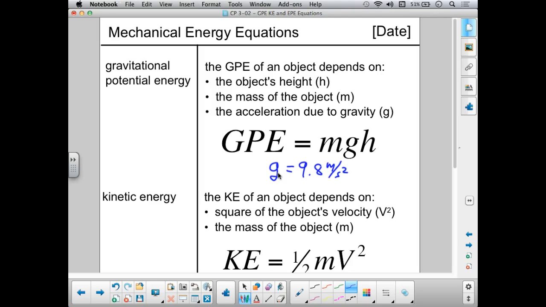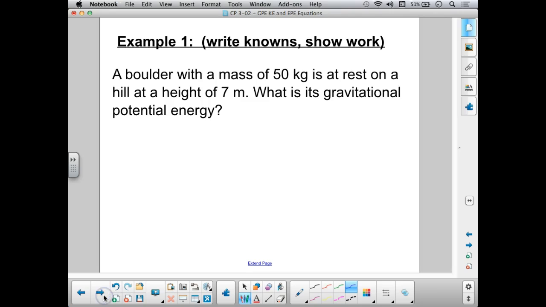9.8 is very close to 10. For problems in this class, we can just round, and we're going to call that 10 meters per second squared. So g is approximately equal to 10 in almost all problems that we will be doing. Okay, let's try some examples.